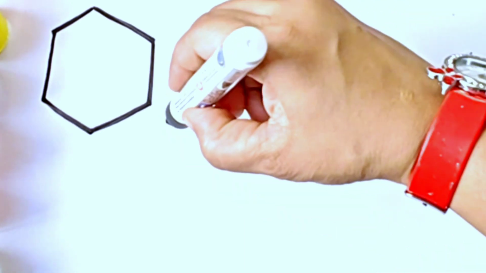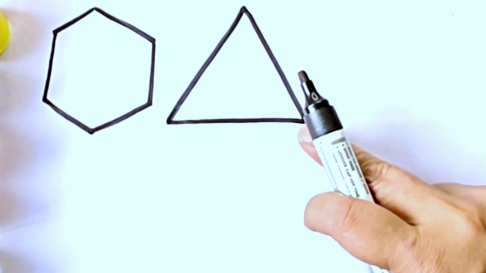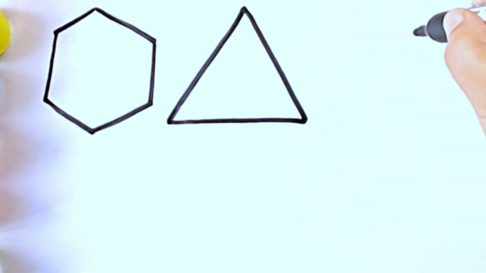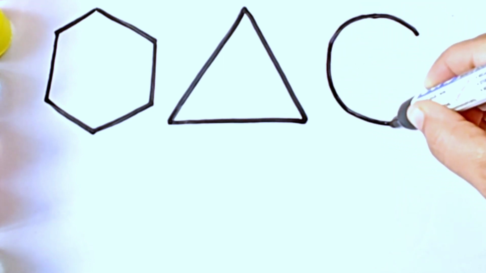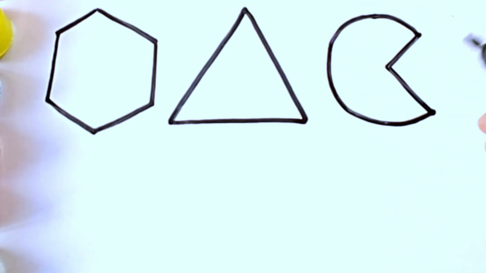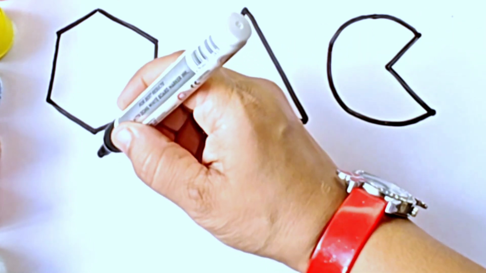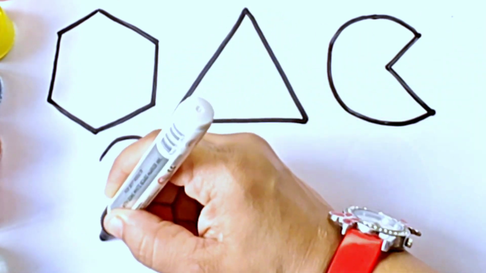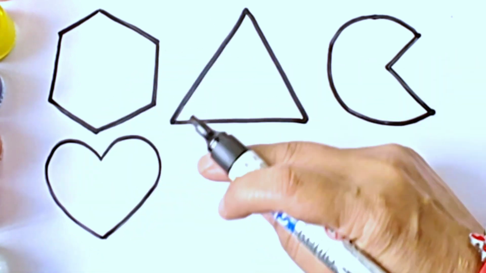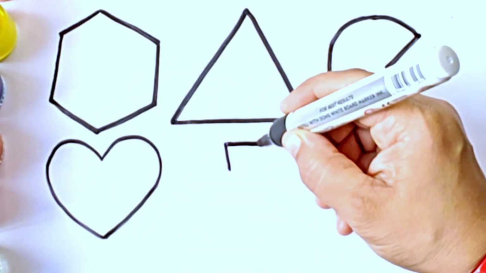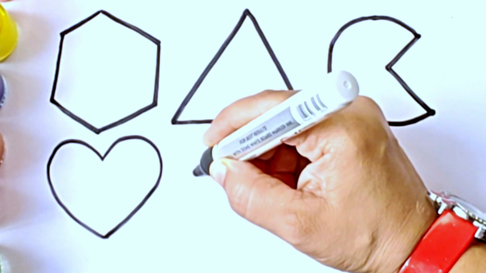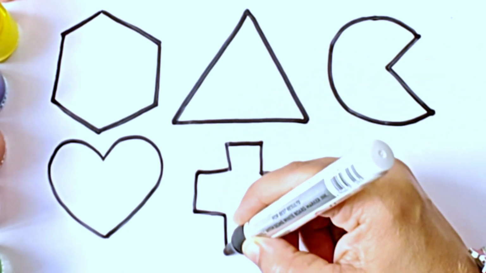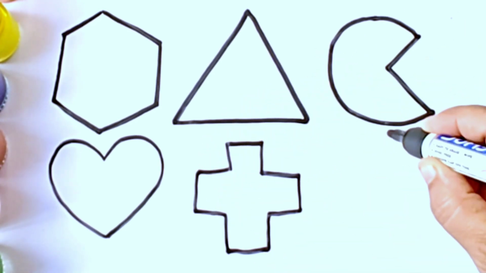It is hexagon. It is triangle. It is pie. It is heart. Cross. Oval.